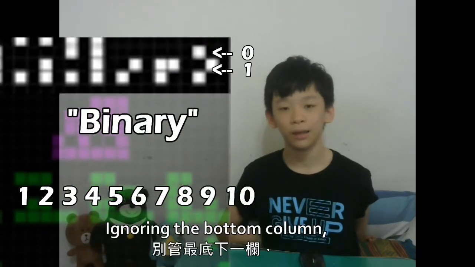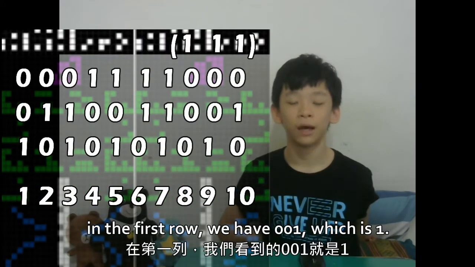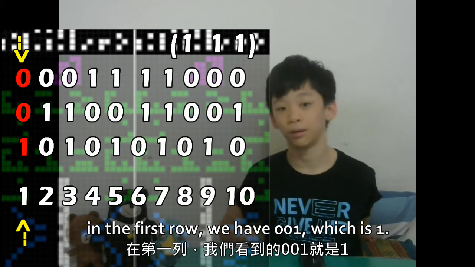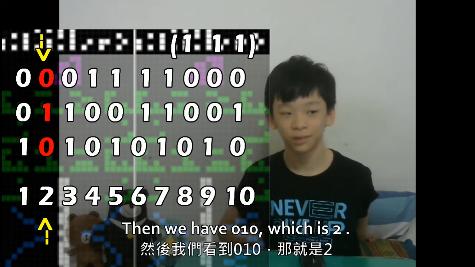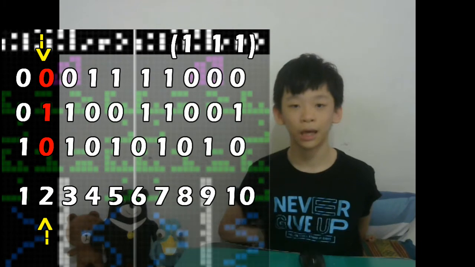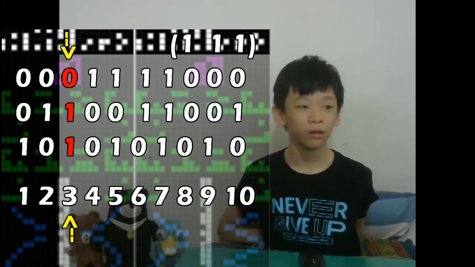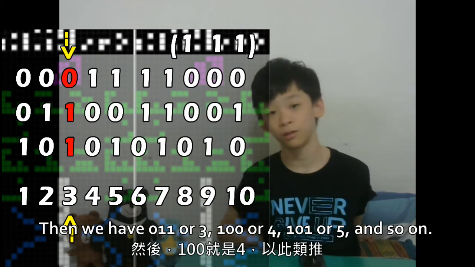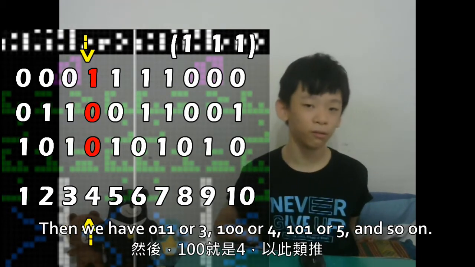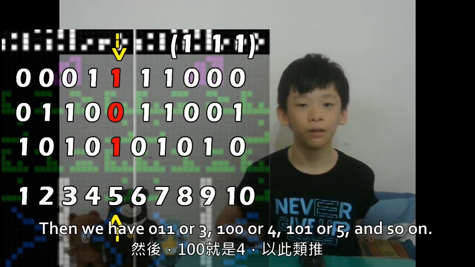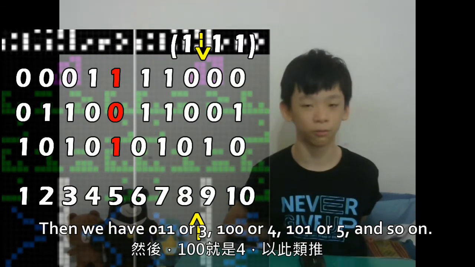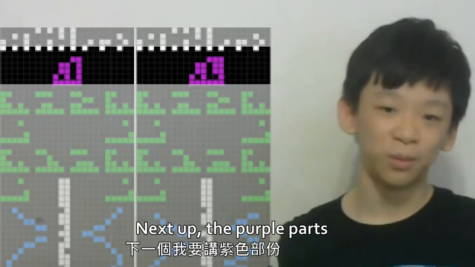Ignoring the bottom column, in the first row, we have 0, 0, 1, which is 1. Then we have 0, 1, 0, which is 2, because we carried a 1 to the next digit. Then we have 0, 1, 1, or 3, 1, 0, 0, or 4, 1, 0, 1, or 5, and so on.